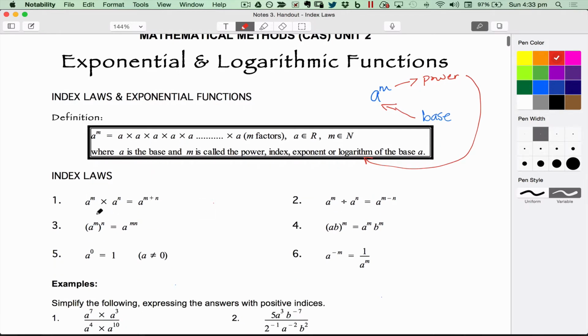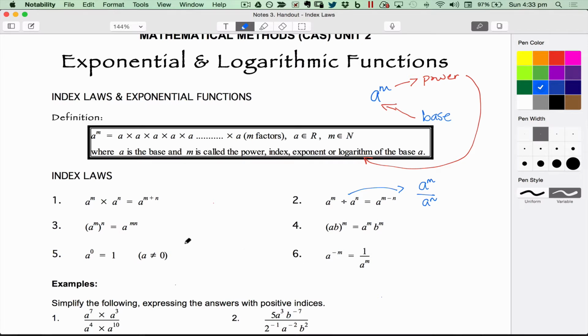The first index law, if we have the same bases and we're multiplying, we can add the powers. Second law, if you have the same bases and you're dividing, you can subtract the powers. Another way of writing this one out is a to the m divided by a to the n, so you might see it looking like this in fraction form. Third law says a to the m all to the power n. I like to say the indexes or the powers are touching, so you can multiply them together. If you have two bases, a and b, all to the power m, you can expand it out to make it the first base to the power m times the second base to the power m.